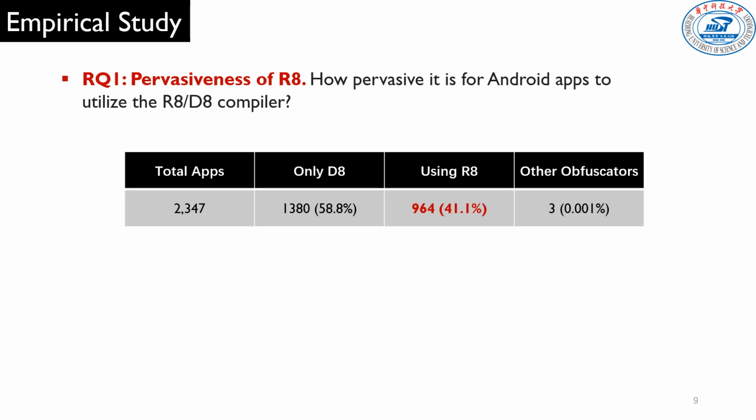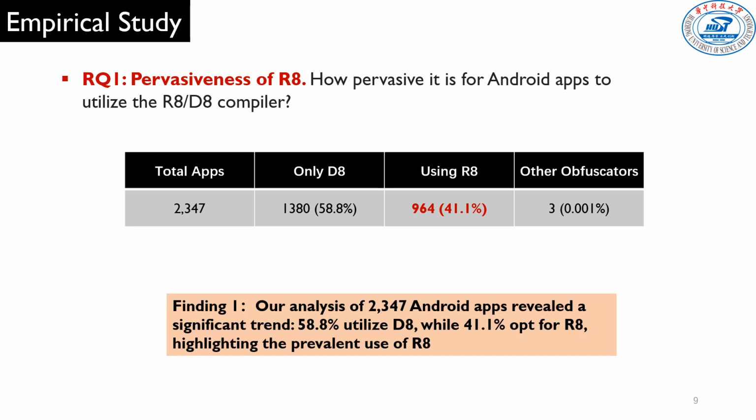We first examined the pervasiveness of R8 across Android apps. In our analysis of 247 apps, we found that 58.8% use only D8, while 41% rely on R8. This observation prompts us to conduct a systematic analysis of how code optimization affects the effectiveness of library detection tools.